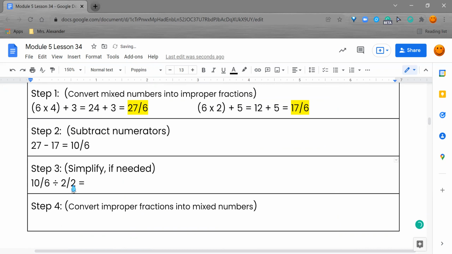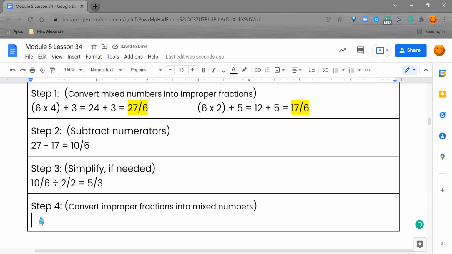So 2 times what is 10? I'll count by 2s until I get to 10: 2, 4, 6, 8, 10. And when I said it, I put up a finger for each number, and I have 5 fingers up. So 2 times 5 is 10. And then I'll do the same thing to 6. 2 goes into 6 how many times? If you're not too sure, count by 2s: 2, 4, 6. And I have 3 fingers. So that brings me to 5/3.